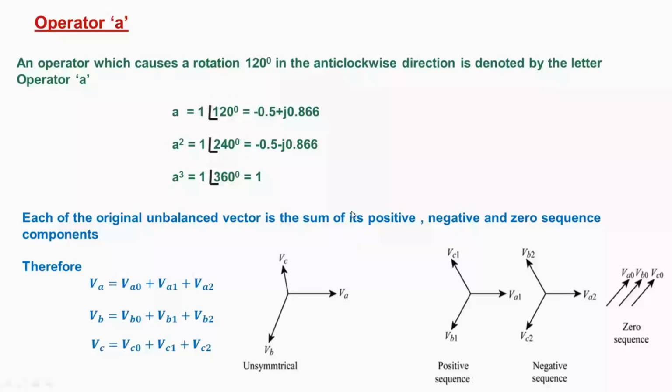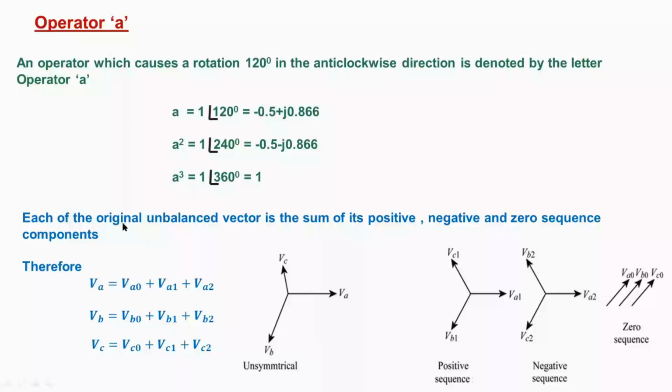Then rotating again means we get 240 degrees. A square is equal to 1 angle 240 degrees. A into A, 1 angle 120 degrees into 1 angle 120 degrees, gives 1 angle 240 degrees. It is taken as A square. The rectangular form is minus 0.5 minus j 0.866. Then A cube is 1 angle 360 degrees, which is equal to 1. The sum of these values, A plus A square plus A cube, is equal to 0. In rectangular form, adding these values gives 0.